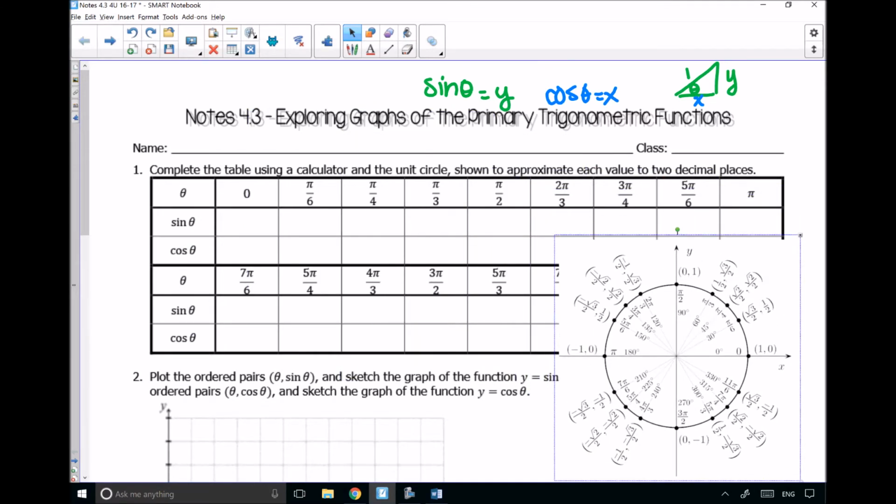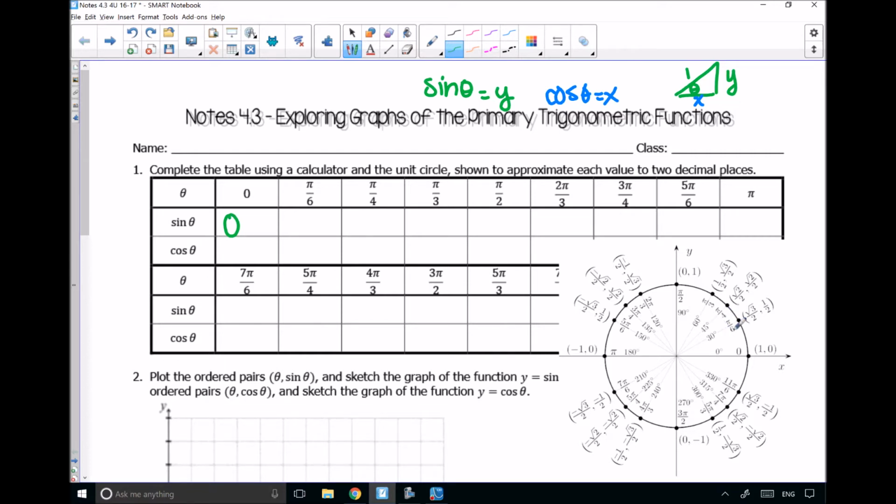So let's do our sine part of our table first. So I'm going to do all of this in green. And it says to approximate each value to 2 decimal places. So we're also going to need a calculator. So when we've got a 0-degree angle right here, according to my coordinates, the y value is going to be 0. So the sine of 0 is 0, okay? And this is review from last year, except now we're using radians instead.